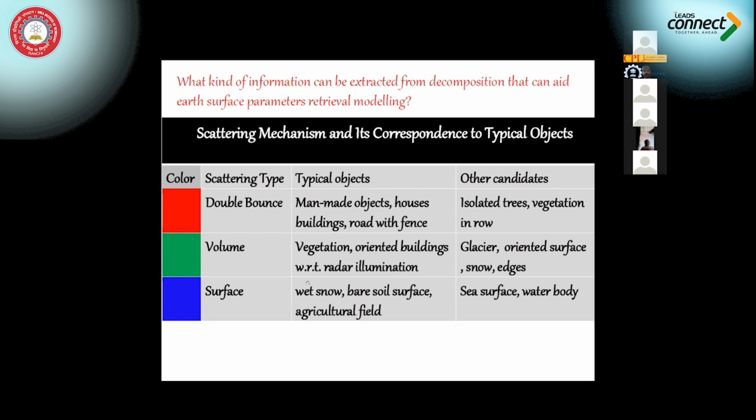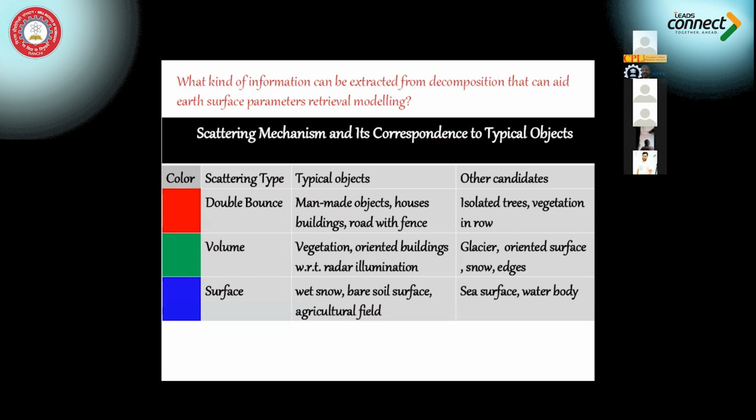Okay, volume scattering. The primary candidate is vegetation, where you will have significant depolarization, which translates into volume scattering information. If you assign green color, that green will be reflected in your image. But another candidate is oriented buildings, which still have some problems. If they are oriented, they also produce such depolarization phenomena, mixed with volume scattering. But you have to be very careful while interpreting. Other candidates are glaciers, oriented surfaces, and snow. These are also candidates for volume scattering.